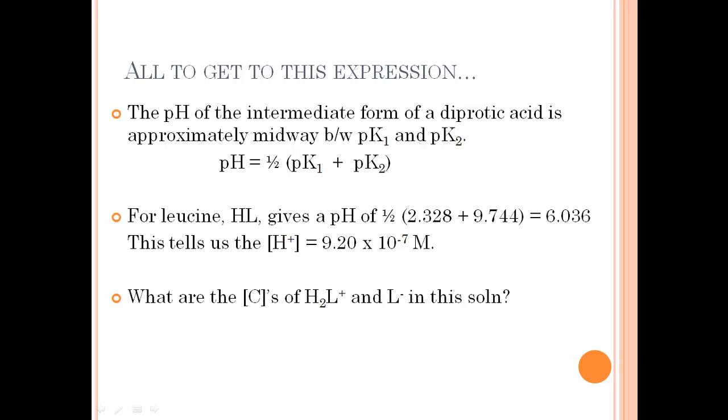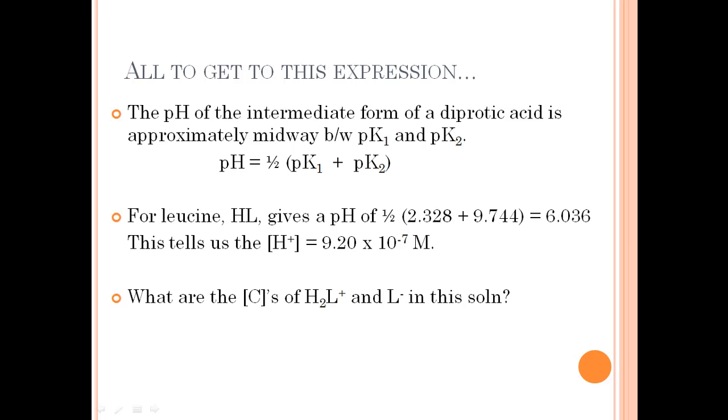It equals 6.036. And of course, that'll tell you that the H plus concentration of leucine is 9.20 times 10 to the negative 7th molar. Like I said, you don't have to know how I derived this expression, but it is a good exercise for you to go through it in the book step by step and make sure that you understand it. The more you practice it, the more you understand why this is the expression that they ended up with.